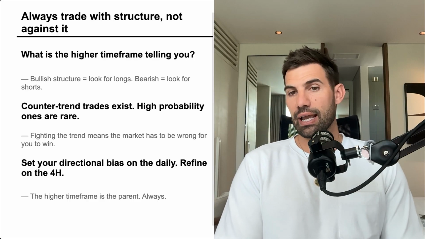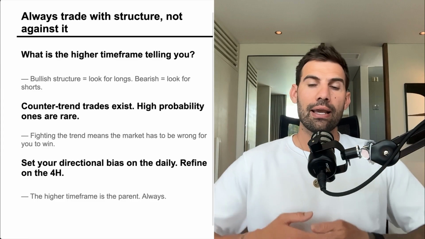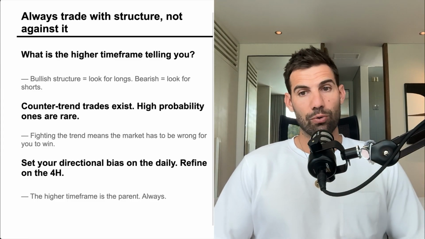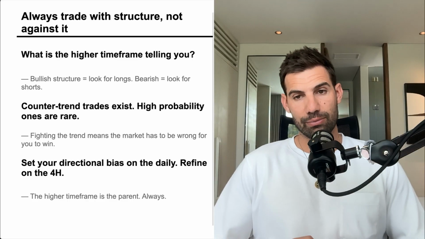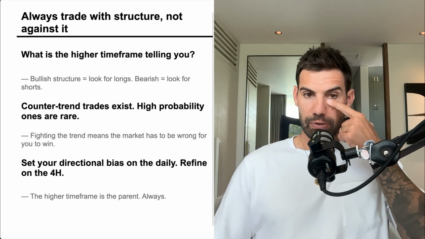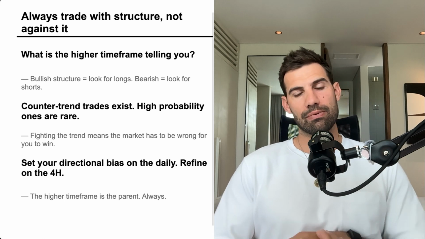It means that the market has to be wrong. It means that I need to see something change in order for me to make money and in order for me to be right. And the chances of that tend to reduce. So for me, I'm always looking to trade with the higher time frame structure, with the higher time frame trend, not against it. So I set my directional bias on the daily, and then I will refine that down on the 4-hour and perhaps the 1-hour time frames.